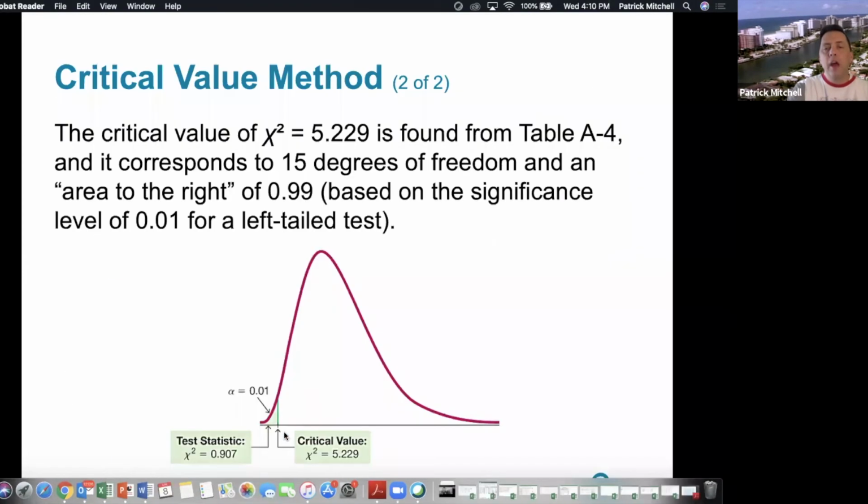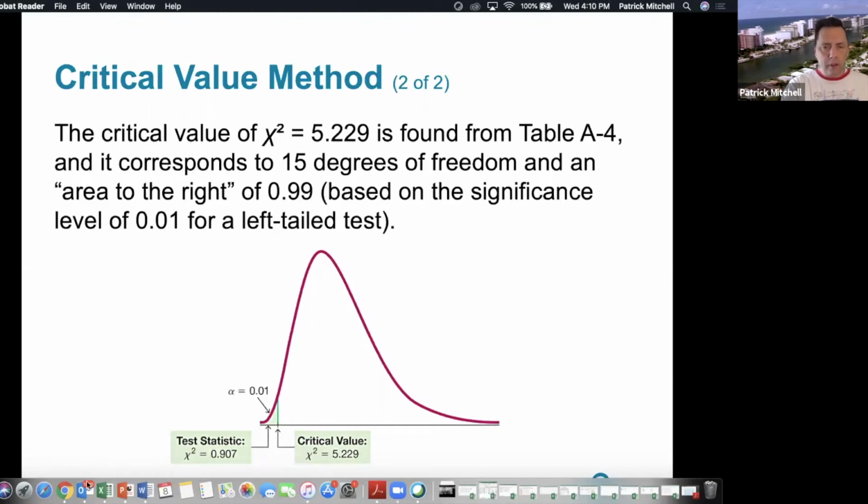Okay. So the critical region would be all chi-square values that are less than or equal to 5.229. Our calculated value of chi-square is 0.907, which is definitely less than 5.229. So that's another way that we would figure out that we should reject the null hypothesis. Okay. I want to show you one more thing. I want to show you how I get the p-value.